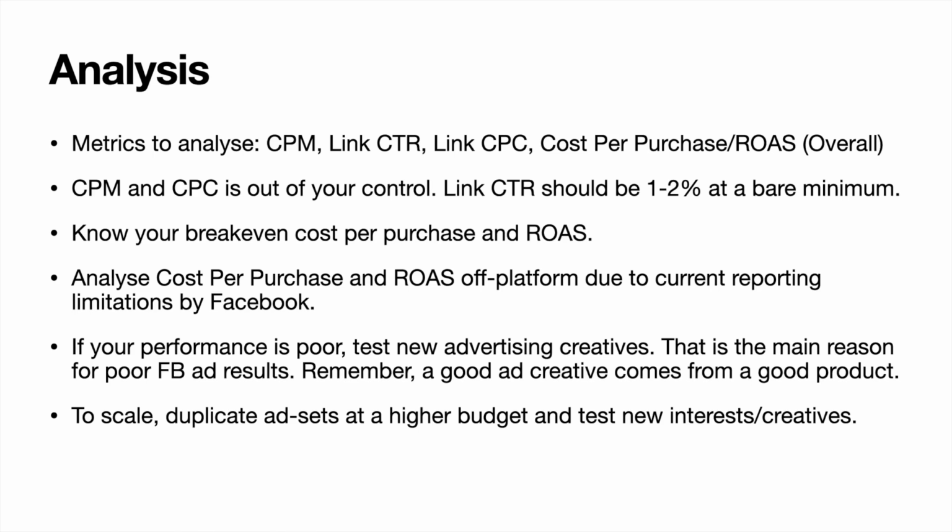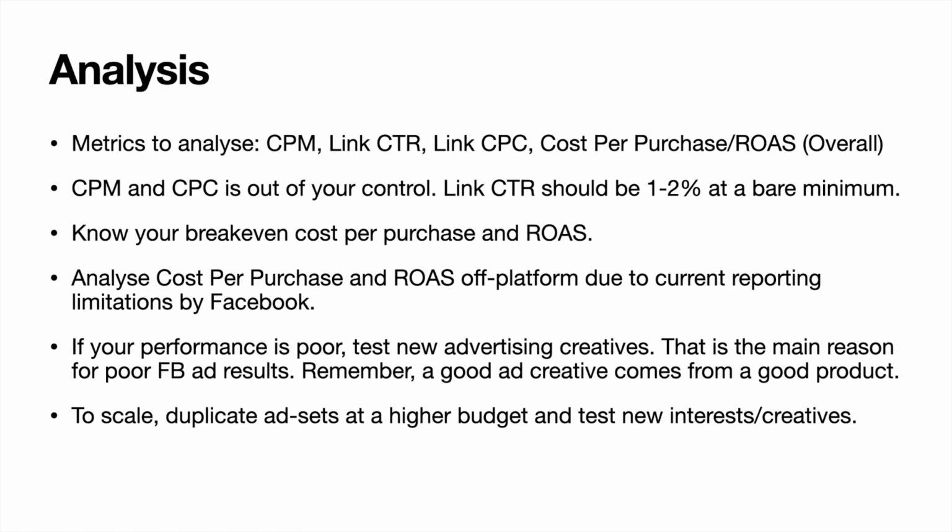So CPM and CPC, cost per 1,000 impressions. So cost per 1,000 impressions is how much it costs to run your ads on Facebook, how much it costs for 1,000 people to see your ads. Now, Facebook is an auction system. You can't really control your CPM, but what you can control is your ad creative, how engaging it is, the quality of the video. All of these factors matter.